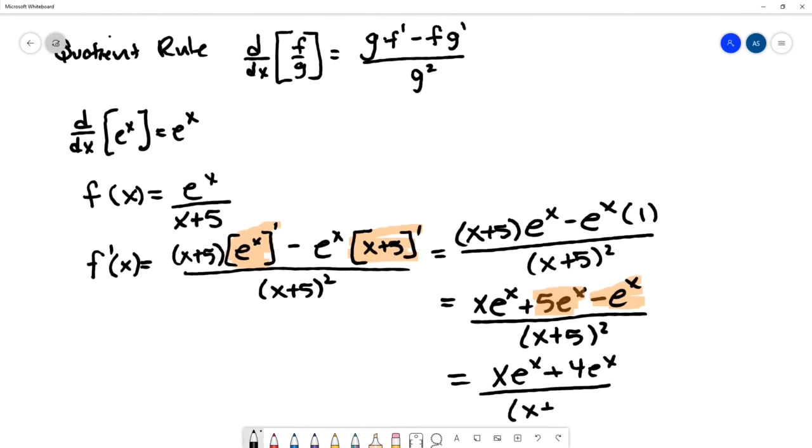And on this one, we do have a common factor of e to the x, which we can factor out, and that would leave us with a factor of x plus 4 over x plus 5 squared. So we found the derivative of e to the x over x plus 5 to be e to the x times x plus 4 over x plus 5 squared.